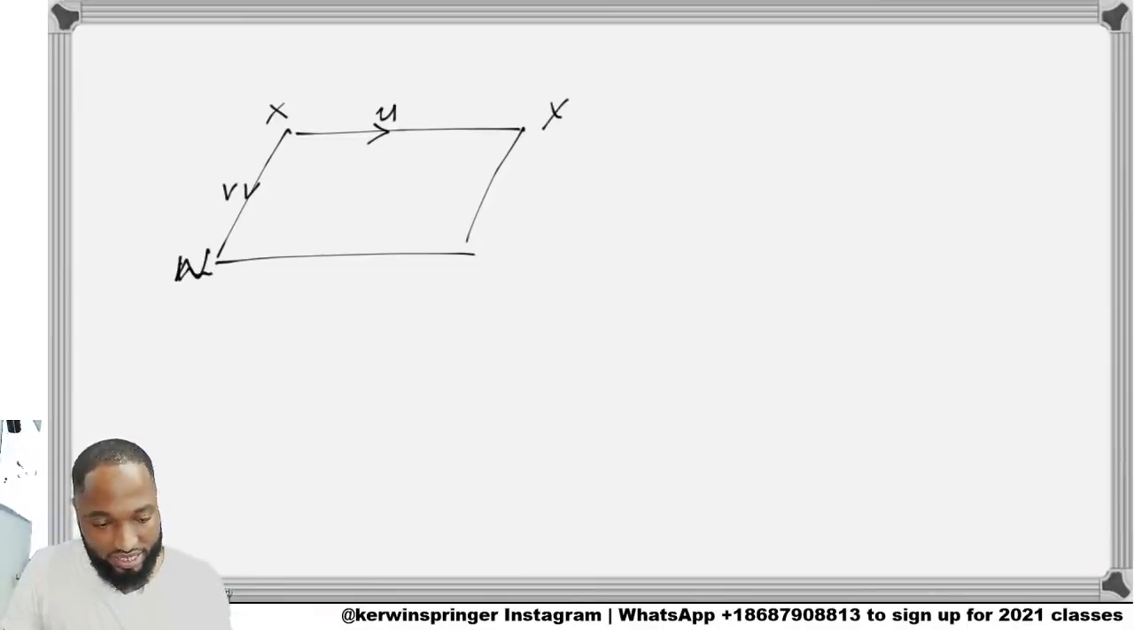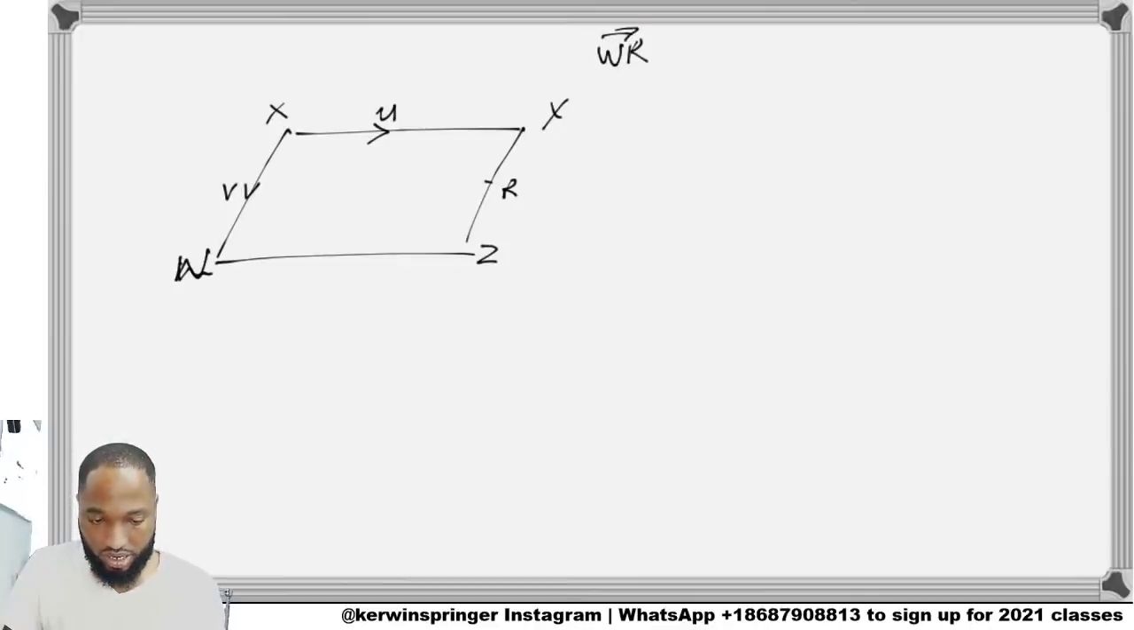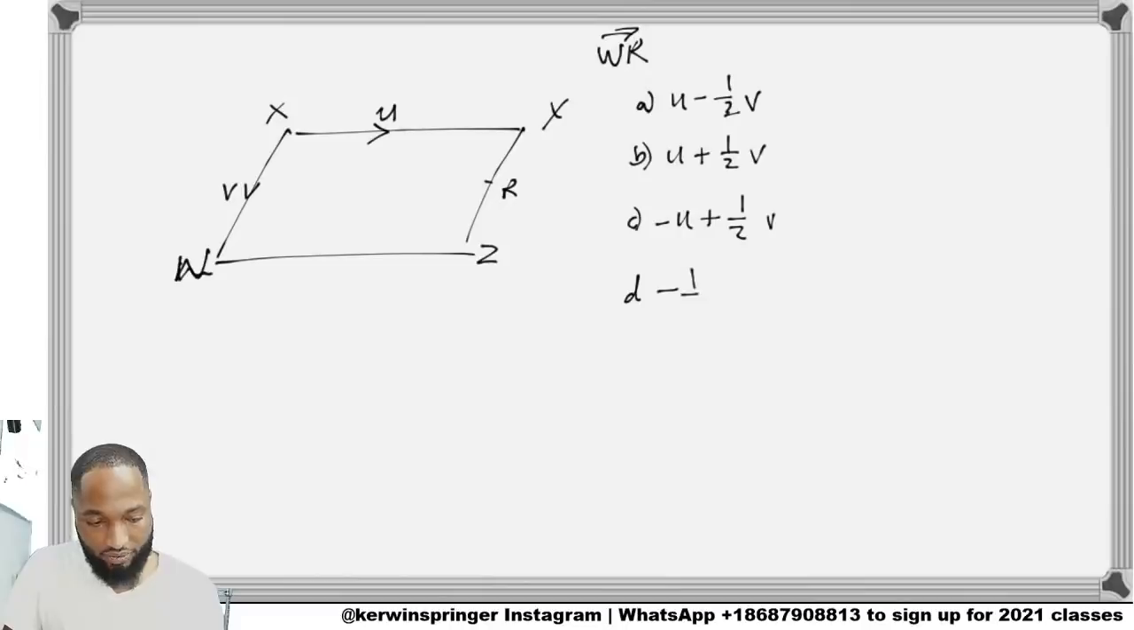Y, Z, R. So WR expressed in terms of U and V is what? Okay, here are the answers. So what is WR? A, U minus half V. B, U plus a half V. C, negative U plus a half V. D, negative a half V minus U.